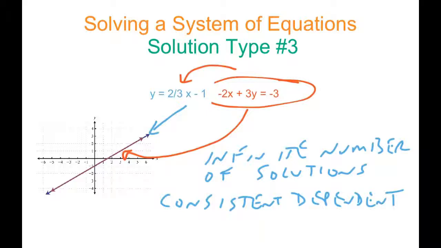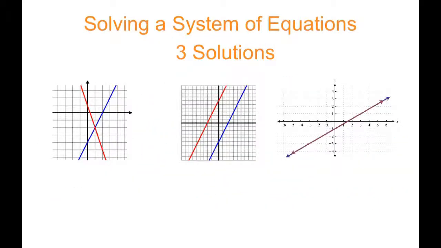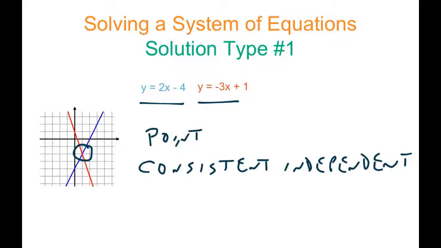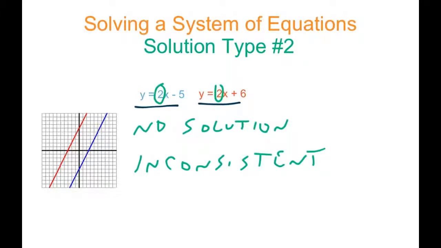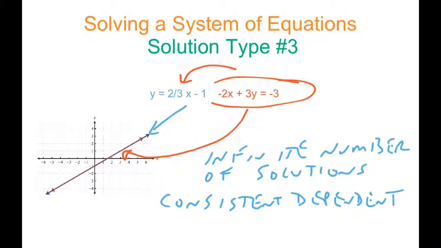Okay, so just to go over those three real quick. Solution number one, they intersect at a point. One solution, consistent independent. They don't intersect at all. There's no solution. We call that inconsistent. And where the lines are actually the same, they're on top of each other, we know there's an infinite number of solutions, and we call that consistent dependent.